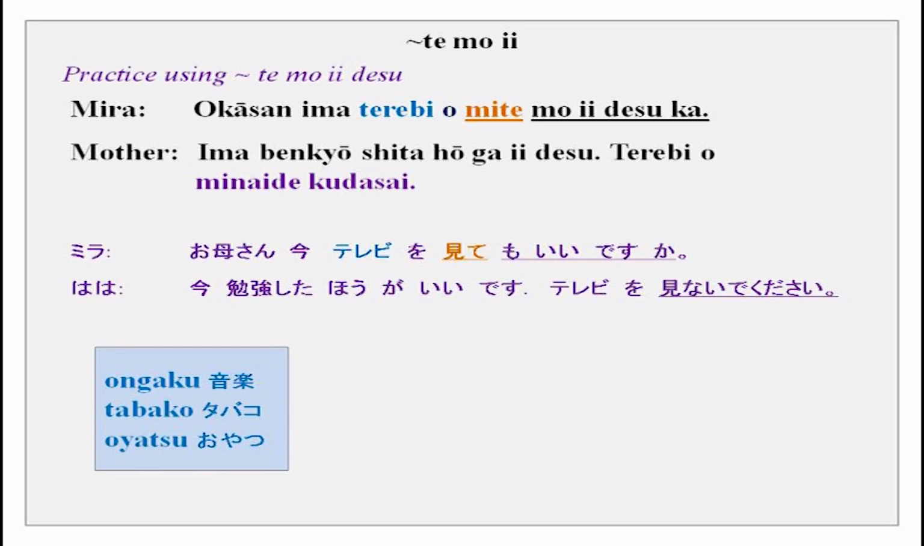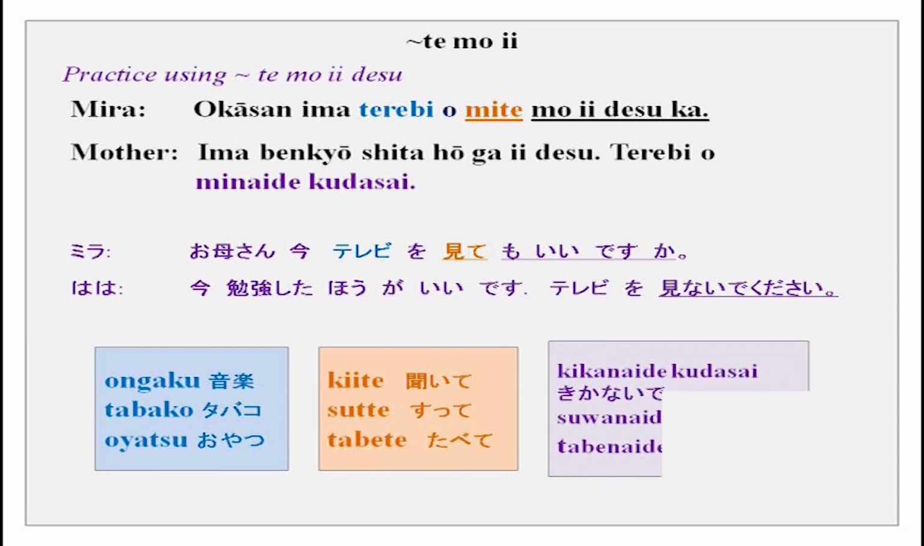You have ongaku, tabako, oyatsu, and you have kiite, sutte, and tabete. Kikanai de kudasai, suwanai de kudasai, and tabenai de kudasai. Naturally, if it is not your oka-san, your friend, then kudasai is going to be used in polite form. For example, oka-san, ima ongaku o kiite mo ii desu ka? Ima benkyou shita hou ga ii desu. Simple answer. Ongaku o kikanai de ne? A direct no.